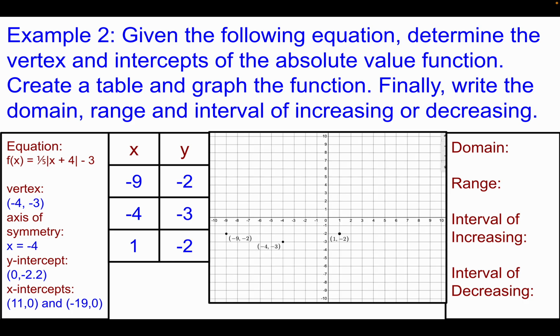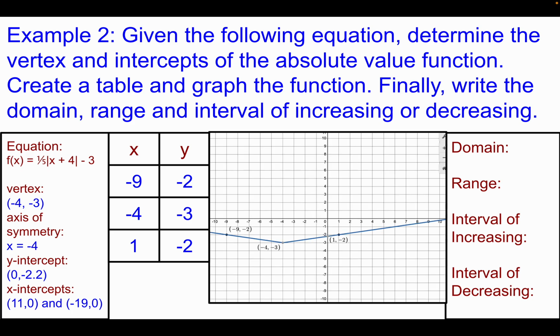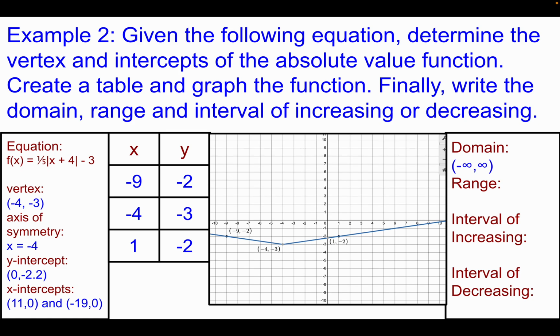Okay, so I plotted my points. I'm going to draw my graph through those points. I get this. Domain, same as it's been, negative infinity to infinity. Range will go from negative 3 to infinity, so we're picking all the values above negative 3, including negative 3.